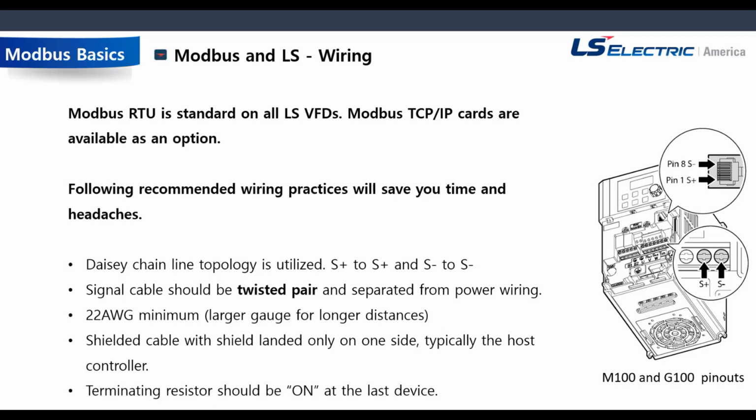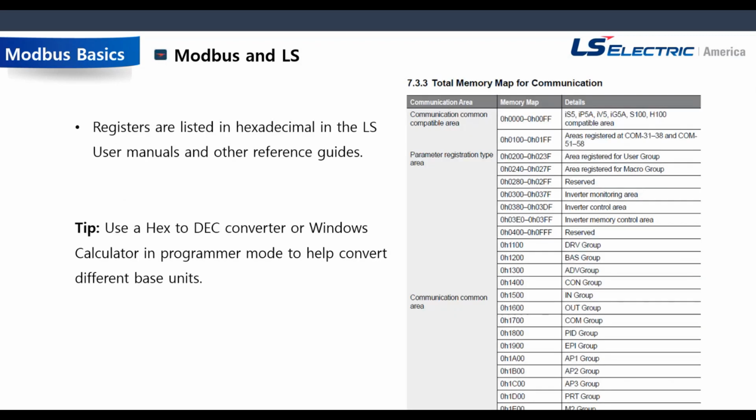Another thing to note, if you look at the picture on the right here: the M100 and G100 are micro drives, and you actually have 2 different connection points. You could pick and choose what you want to do. We have screw down terminals, S+ and S-, or, which is kind of nice, you could plug into the keypad port. That's a little RJ45 jack, and the 2 outer pins there are your plus and minus going to the network. That's a little bit easier because you just plug it in instead of screwing anything down. So that's an option.